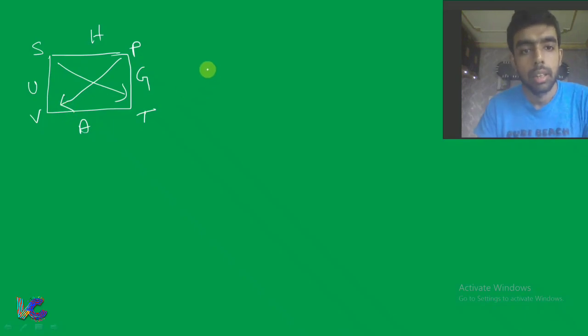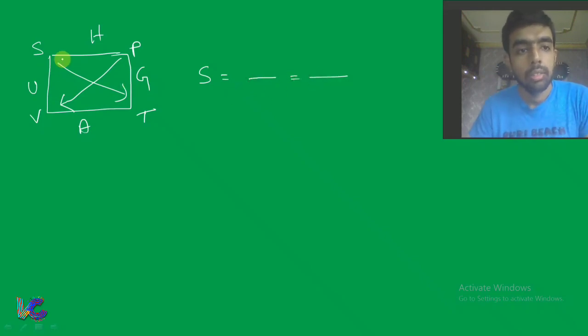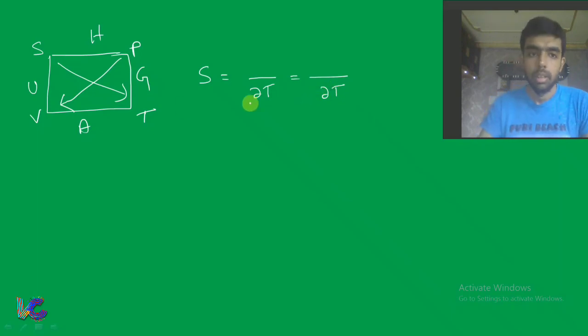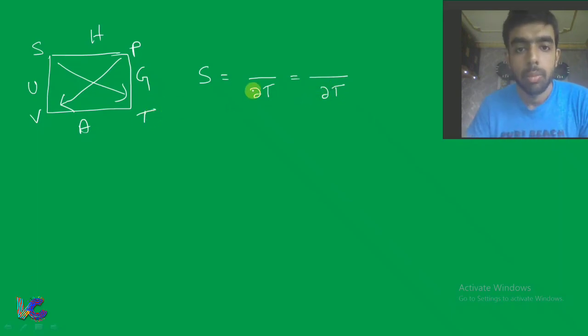Now I want to get the value of S. So I will get two values of S, as we have already seen. Now the arrow is moving from S to T. So to get the value of S, the arrow is moving from S to T. That means in the denominator there will be del T and del T.